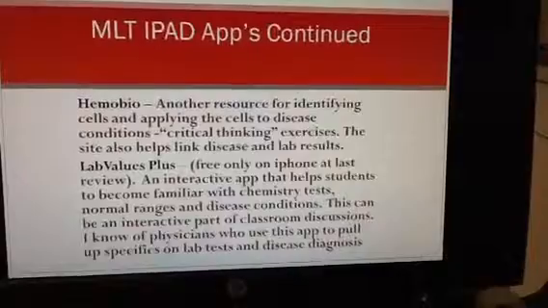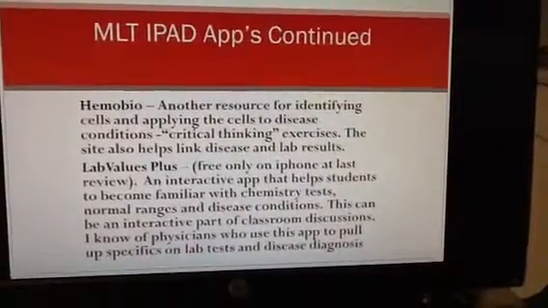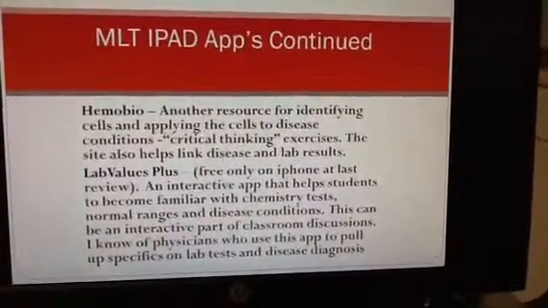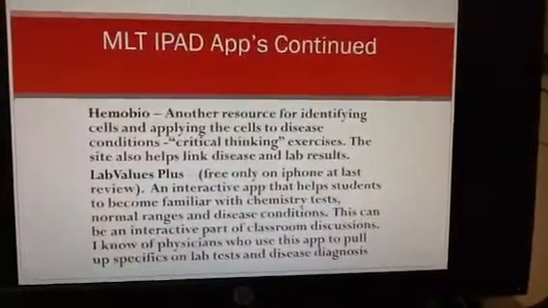I found Lab Values Plus actually on my iPhone, and it was free. Unfortunately, it was not free when I went into the iPad.